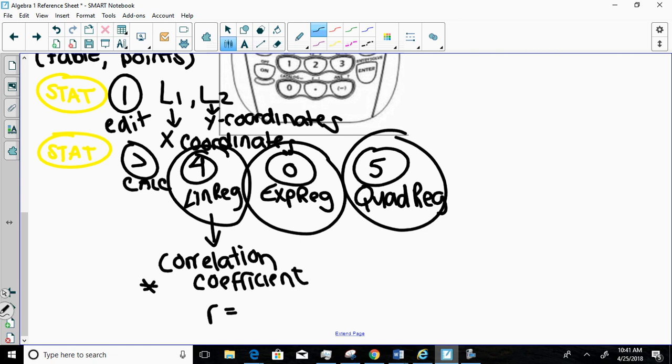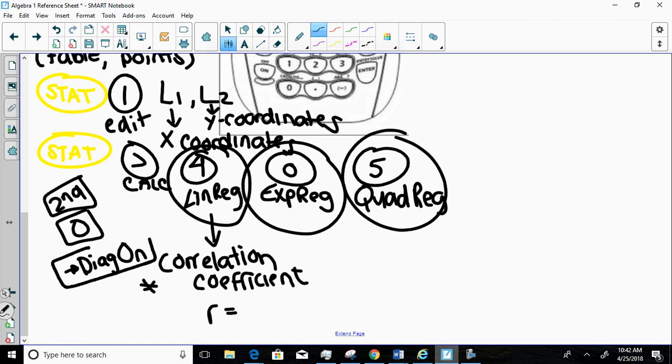Correlation coefficient, remember, tells you how strong or weak the correlation is. And you also need to turn your diagnostic on. That's second 0, Diagnostic. Why would we use exponential? If they give you a table with X and Y values and ask what's happening here, what's the equation? You can just type in your L1 and L2 and it'll give you the equation. Most likely you're going to need it for this one.